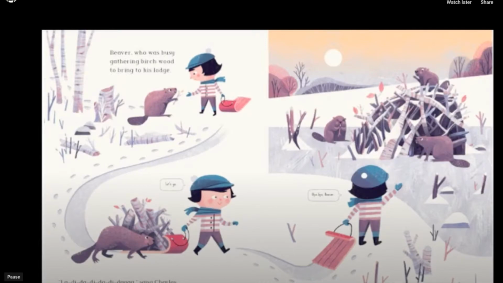Bye-bye, Beaver. And this is another connection you can make, as he helped another friend. First, he helped Squirrel get his nuts into his tree, and now he helped Beaver get his wood to his lodge. And the lodge is his house, just like the tree was Squirrel's house. So that, again, you can make a connection. Think of a time when you helped a friend do something that they really needed help with.